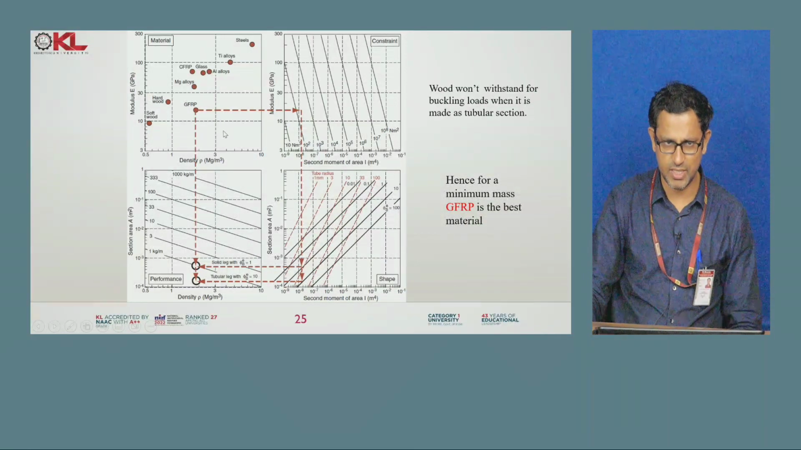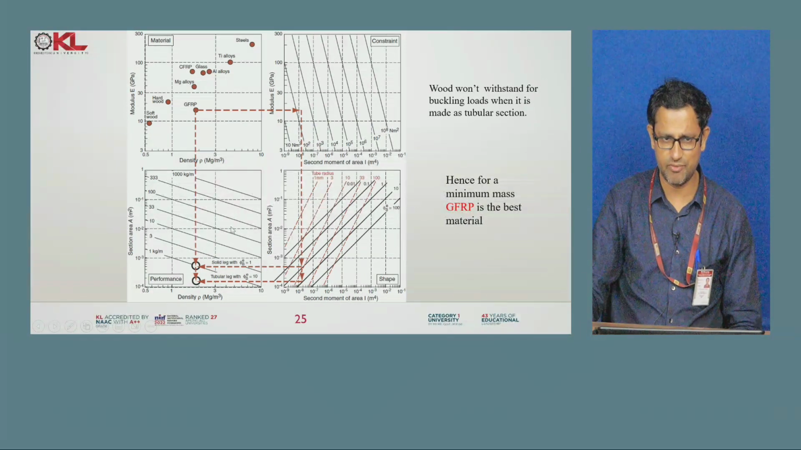Let us consider the same GFRP with respect to a tubular cross section. So I have taken GFRP here from this vertical line, here the tubular cross section which is having the shape factor of 10. So I have taken 10, and from here if I draw a horizontal line, my performance is getting reduced, because if I take the tubular cross section, it won't withstand the applied loads, that is why its performance is decreasing. Okay. If I consider the solid legs, then whatever material I have chosen, GFRP, that can be considered as the best material.